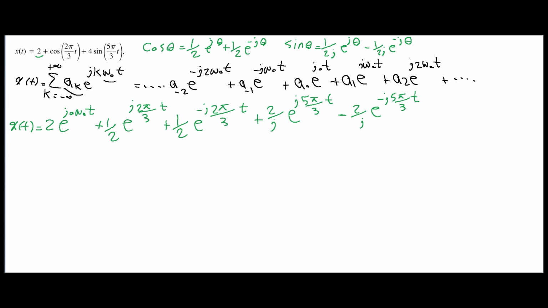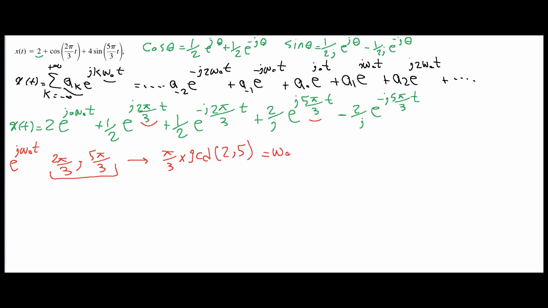Now that every term is written in exponential form, the next step is to determine the fundamental angular frequency. Notice that the frequencies appearing in the signal are 2π over 3 and 5π over 3. To obtain the fundamental frequency, we factor out the common factor π over 3. This leaves the integers 2 and 5. The greatest common divisor of 2 and 5 is 1. Therefore, the fundamental angular frequency is π over 3.